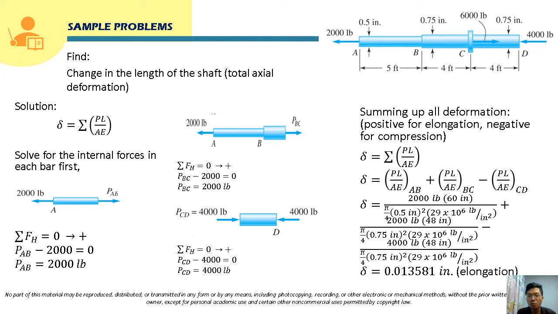If you compute this in our calculator, this will give us 0.013581 inches. As you can see here, the answer is positive, so this indicates that the elongation of this composite rod, this is actually elongation. Again, the value is 0.013581 inches. So this will now be the answer.